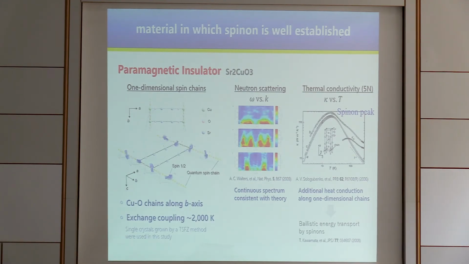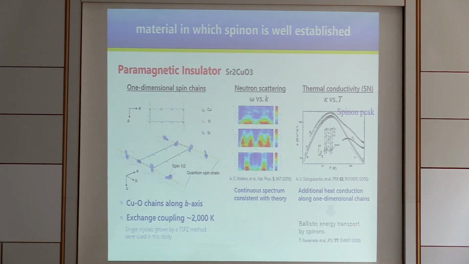The typical material for the spinon feature, which is very well established, is strontium copper oxide, Sr2CuO3. This is a high-Tc cuprate related material. It features a spin half chain formed along the b axis. This is the spin chain. The copper is aligned along the b chain, and the strontium separates these spin chains. So it's a kind of ideal one-dimensional spin chain. And the spinon spectrum is well established by neutron scattering, and this is the temperature dependence of thermal conductivity, and there is a so-called spinon peak here, which means that spinon transport is predominant in this temperature range.